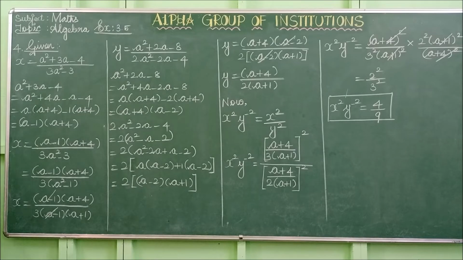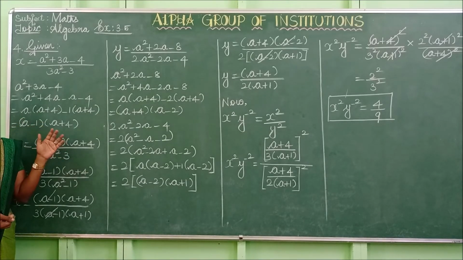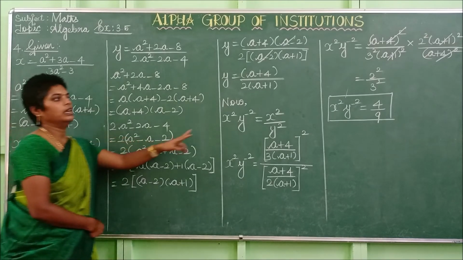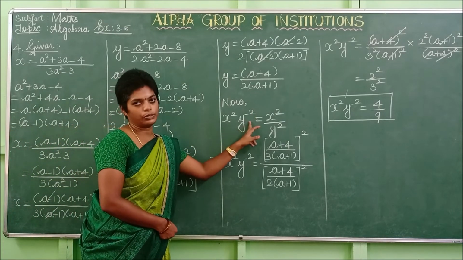So what are the given conditions? x is equal to a squared plus 3a minus 4 divided by 3a squared minus 3, y is equal to a squared plus 2a minus 8 divided by 2a squared minus 2a minus 4. How to find out the value of x squared y to the power minus 2?